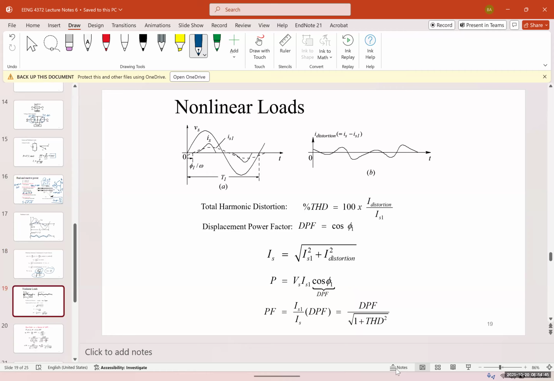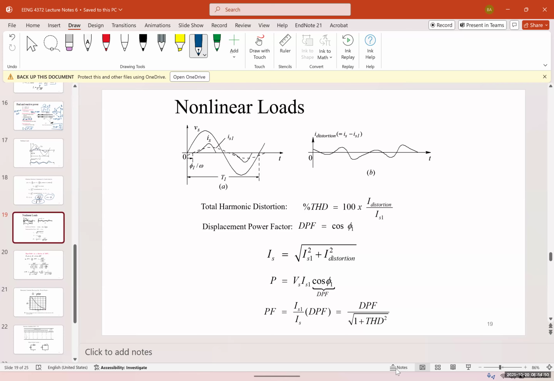Now, for a nonlinear load, the total harmonic distortion, THD, is going to be 100 times the distorted current, I distortion, over IS1, which is the source current. And we have the displacement power factor. For a linear load, we saw the power factor is cosine of theta. We show it here with cosine of phi 1. The displacement power factor is going to be cosine of phi 1.